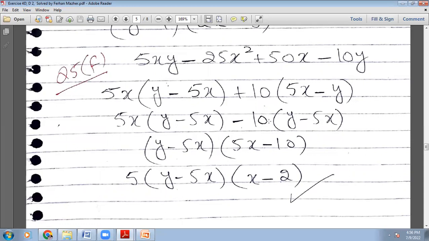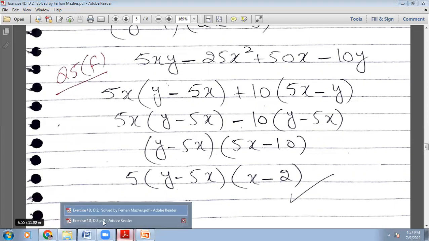So now you can see this term and this term have a common bracket, so I can take it common. From here I will have 5x, from here I will have minus 10. From these two, I can take 5 out. So you will have 5 bracket y minus 5x bracket close, bracket start x minus 2 in the bracket. So this is how you will do question number 5, F part.